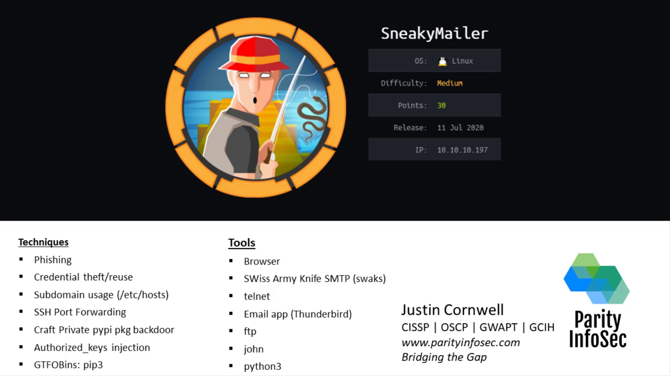But there's a little bit of dabbling in phishing, like we talked about earlier. There's definitely passwords kind of going back and forth depending on what systems you were using. There were a few subdomains that you had to get into. Make sure to put those in your etc/hosts. Some port forwarding, making that private package for the backdoor. Authorized keys injection is always a favorite, and then GTFOBins at the end. If you get a chance, try and play with the swaks, that Swiss Army Knife SMTP. It's a great tool. But as you see, Telnet was there. We didn't really use it too much. Email app, FTP, John, Python 3. It was a lot of small applications, but it's really knowing how to use them.